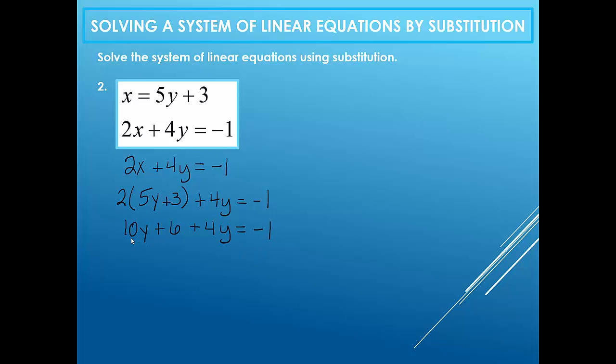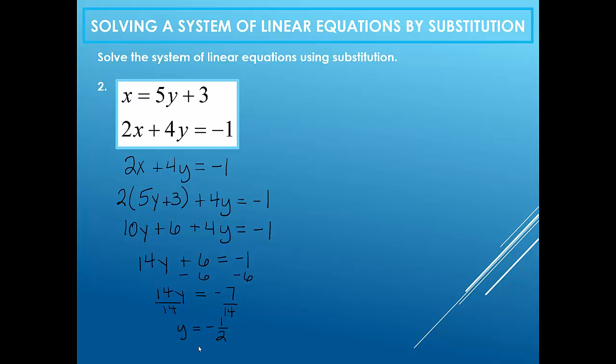Now I can add 10y plus 4y, and 10 plus 4 is 14. So I have 14y plus 6, and that's equal to negative 1. I can subtract 6 on each side, and I'll have that 14y equals negative 7. And then I would divide by 14, and I find out that y equals negative 7/14, which is the same thing as negative 1/2.